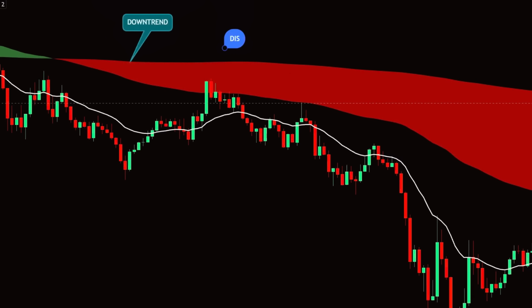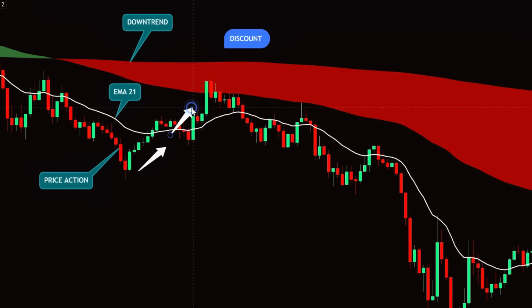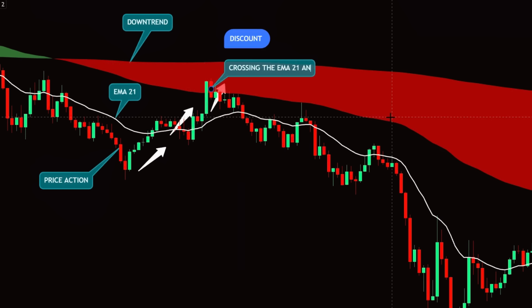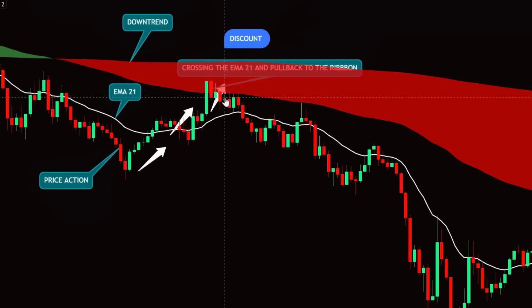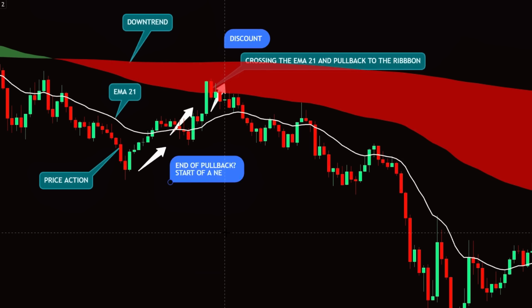Eventually, price rallies above the 21 EMA. It continues retracing higher until it hits the ribbon. This is the pullback. Think of it as the market taking a temporary break. Buyers attempt to push against the dominant trend. At this stage, we still don't know if the pullback will fail. So we wait. We don't predict. We wait for confirmation. The continuation begins when price moves back below the ribbon and closes beneath the 21 EMA.